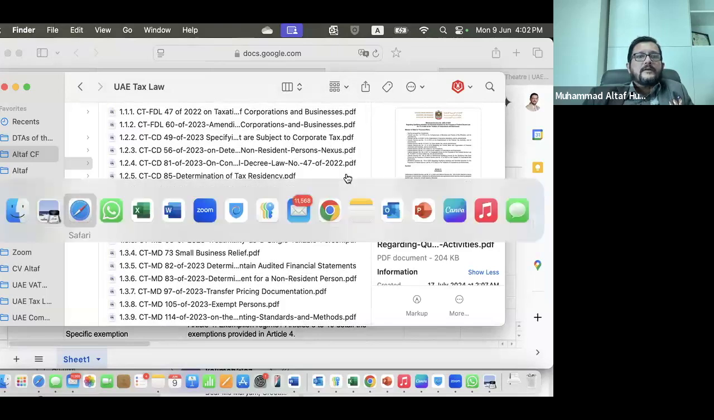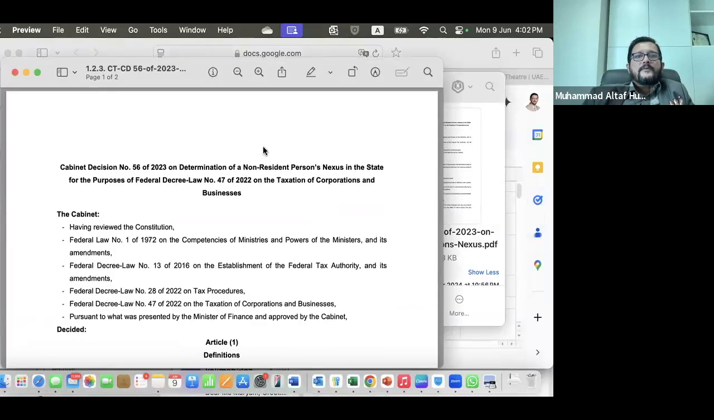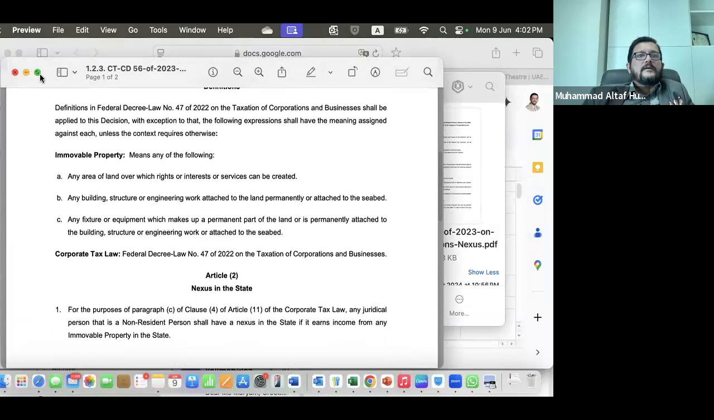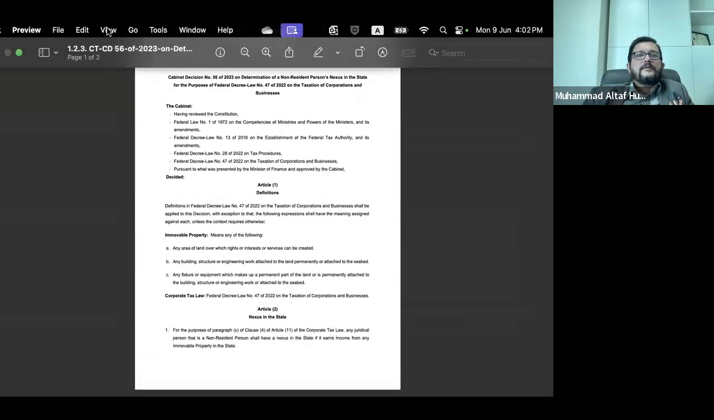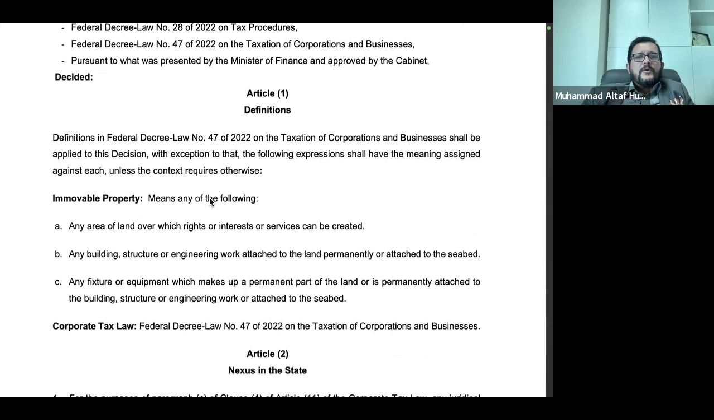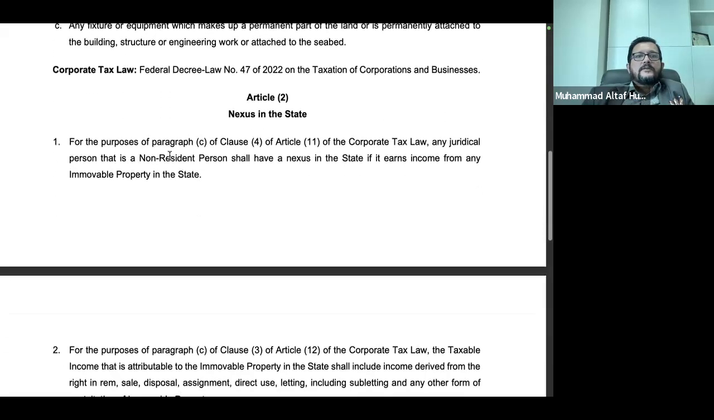Okay, wait. Let's go to Cabinet Decision 56. Is it 56? Yeah. So let's have a look at this. I have sent it to you guys. I downloaded it now. Download, no problem. It is always available, right? Nexus in the state: a non-resident shall have nexus if it earns income from any immovable property in the state. Yes, this decision is entirely based on immovable property.